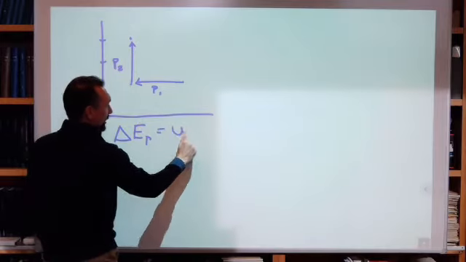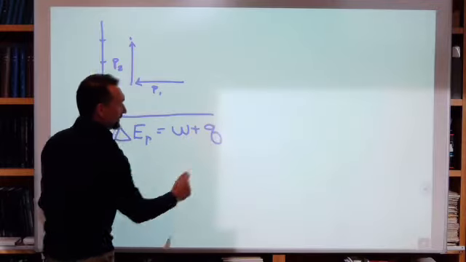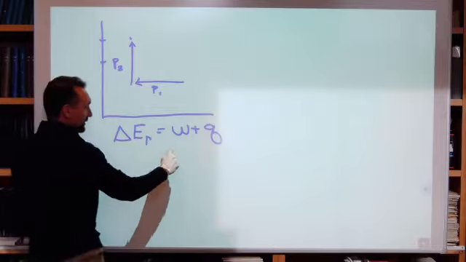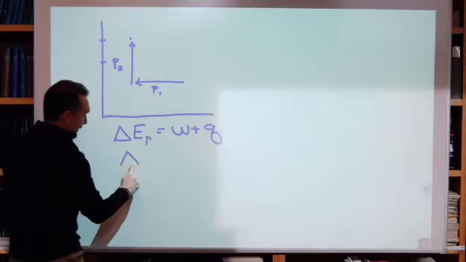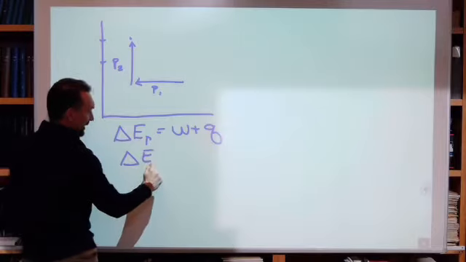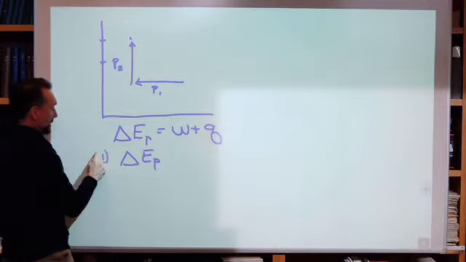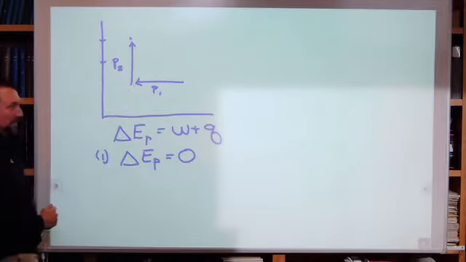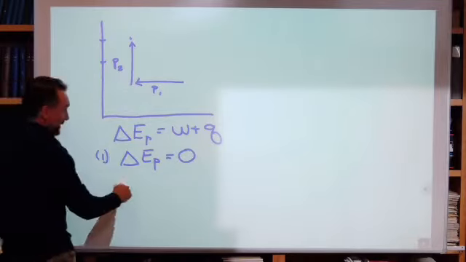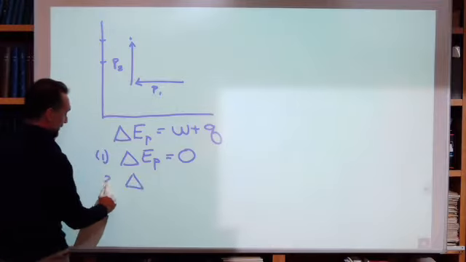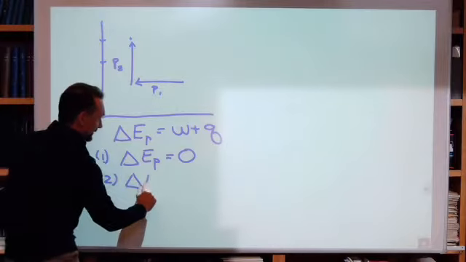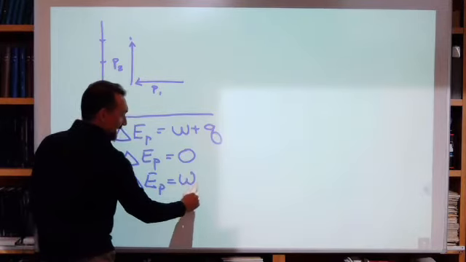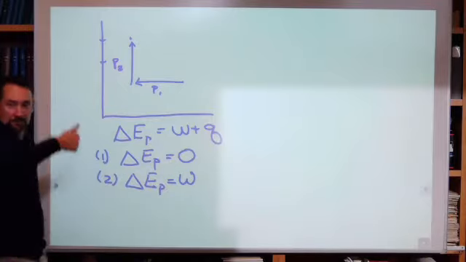Energy change is work plus heat. There's no heat at all here. All I'm doing is work. So the total energy change is the work, and I can say the energy change along path 1 is 0. I did work, but the energy change is 0. The energy change along path 2 is the work I did to go up the hill.